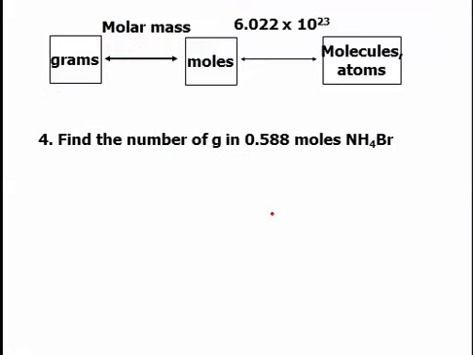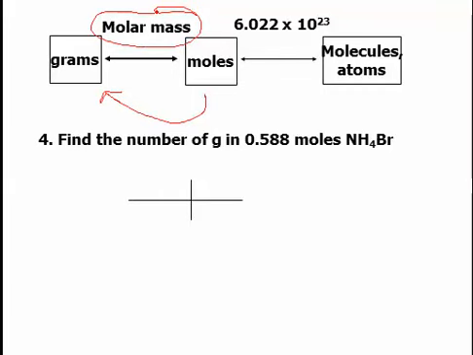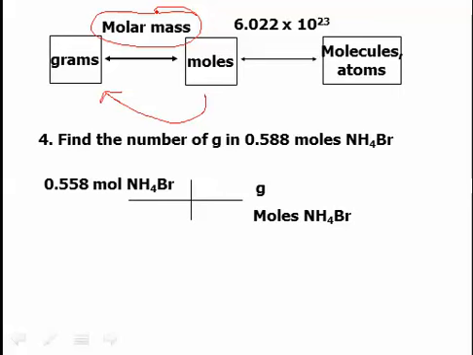All right, final problem. Find the number of grams in 0.588 moles of ammonium bromide. All right, so now we're starting here, and we want to go here. So once again, we're still going to need to use molar mass. So we make our T-chart. 0.588 moles of ammonium bromide. So ammonium bromide goes in the bottom right. Grams goes in the top. And I really should have a label here.